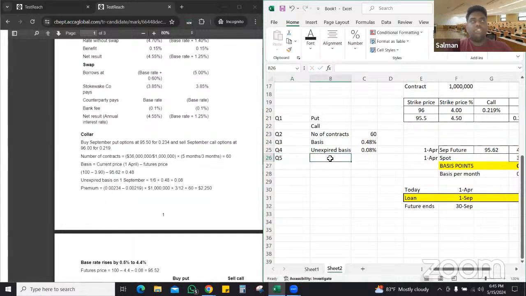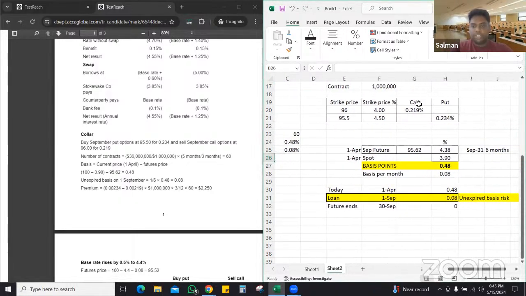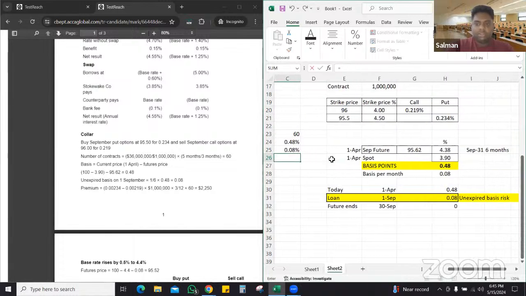Next is now we have to go to the exchange and pay the premium. We are going for both a put option and a call option, right? And here is your premium. Since this is a borrowing, normally when we are borrowing, we have to go with the put option. What is the premium? 0.234. However, we are also going for call option.